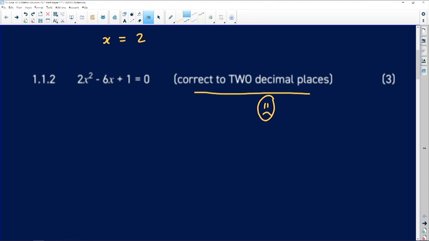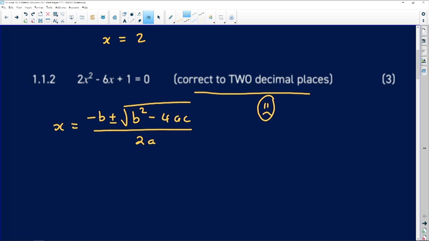So what I'm going to do here is copy down the formula, which is x = (-b ± √(b² - 4ac)) divided by 2a. Now, we're going to sub here your a, your b, and your c. Just be mindful of the fact that your a value is positive 2, but your b is negative 6. So that negative is very important. If you do not put that negative in your b value, you're not going to get the correct solution.